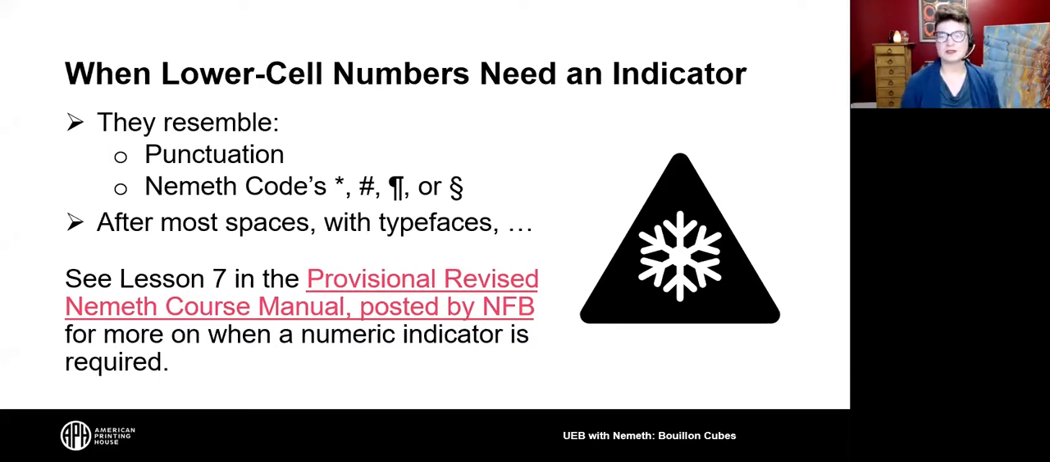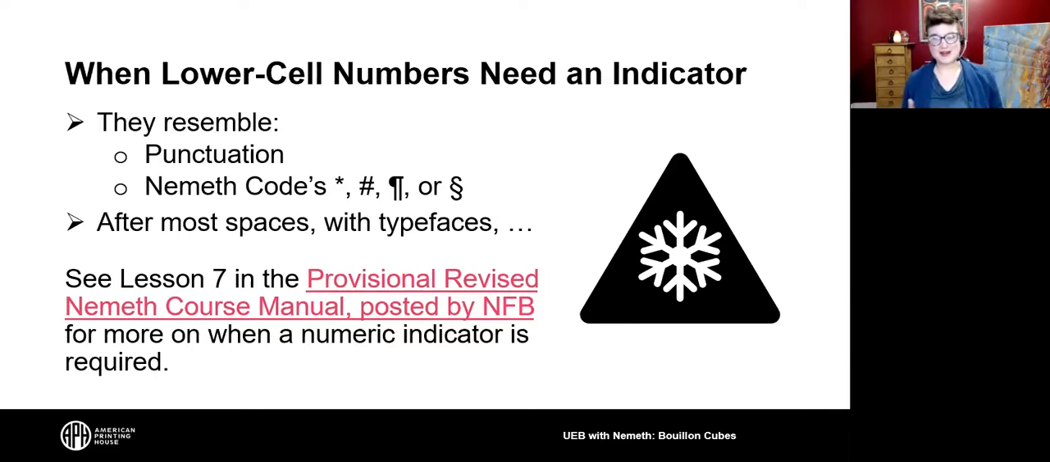There are some Nemeth Code symbols like the asterisk, the crosshatch, the paragraph or pilcrow sign, and the section sign. The Nemeth Code symbols for those include the Braille cell, dots 3, 4, 5, 6. So in order to avoid confusion, that's another place that sometimes we need a numeric indicator for an Arabic numeral. And again, one more time, those lower cell numbers, most of the time, if a number follows a space, we need a numeric indicator to give the Braille user something to hold on to.